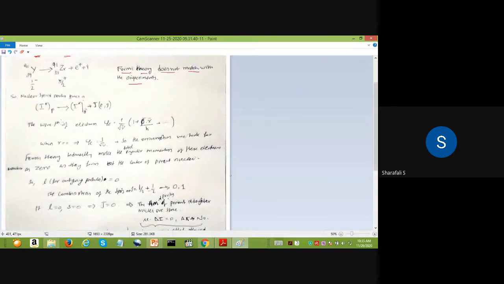So why does the Fermi theory not match with the experiment? You can see that here the spin of the parent nucleus is 1/2 and the parity is negative, and the spin of the daughter nucleus is 3/2 and the parity is plus.